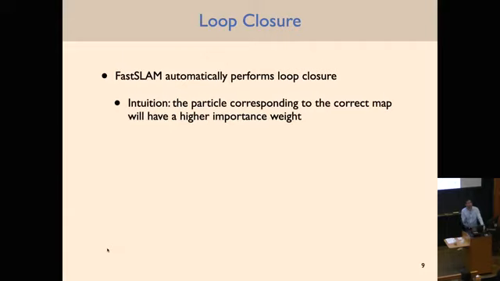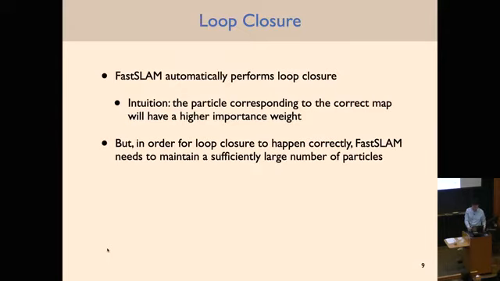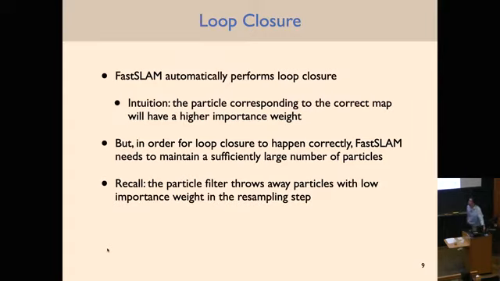So FastSLAM automatically does this loop closure. The intuition is that the particle corresponding to the correct map will have a higher importance weight once you get this new information from the sensor when you get back to a previously visited location. But for this to happen, you need a sufficiently large number of particles, because you need some particles to represent the truth. If you have no particles that represent the truth, then you've completely lost touch with reality, and you're not going to get the correct estimate for what the map looks like.